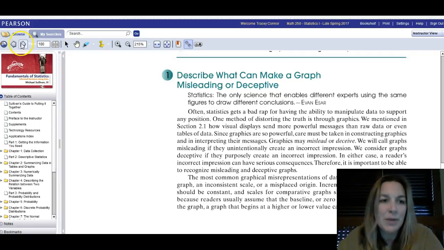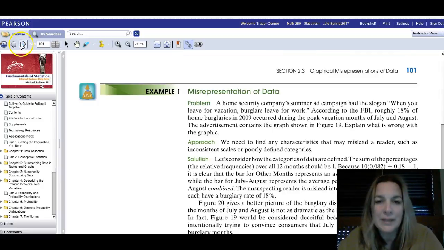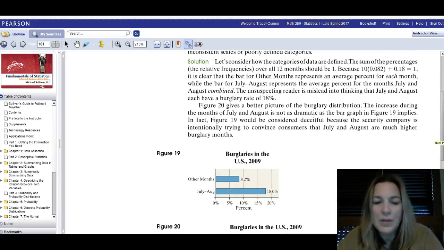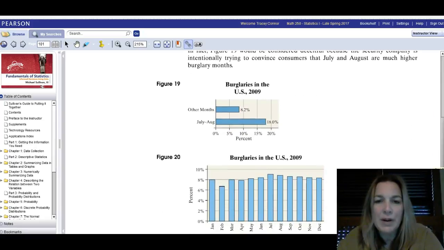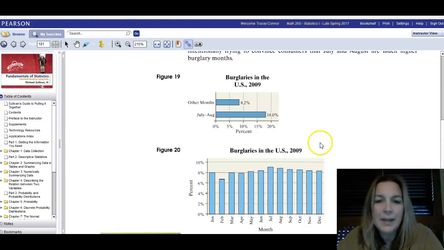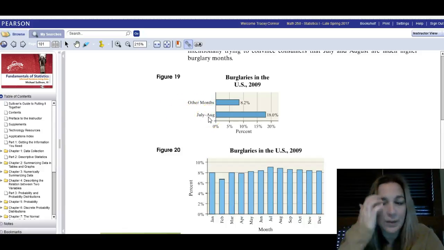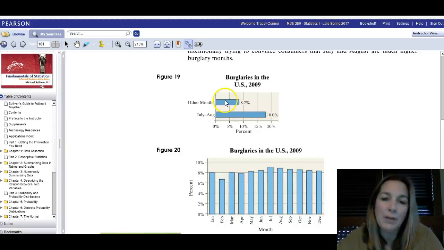So I'm starting on page 100 of your book, and then I'm going to go to the next page. Here we're looking at the Berkeley graph in 2009, and we can see the percents along the x-axis. They put the months over here on the y-axis. Now what's interesting is they grouped July and August together, but they put all the rest of the months together over here. So they should just break it out by month.